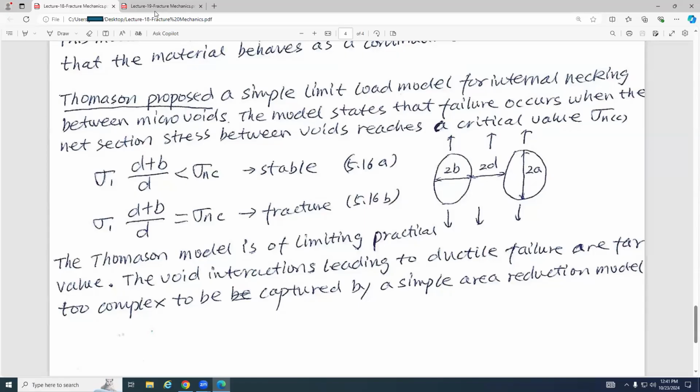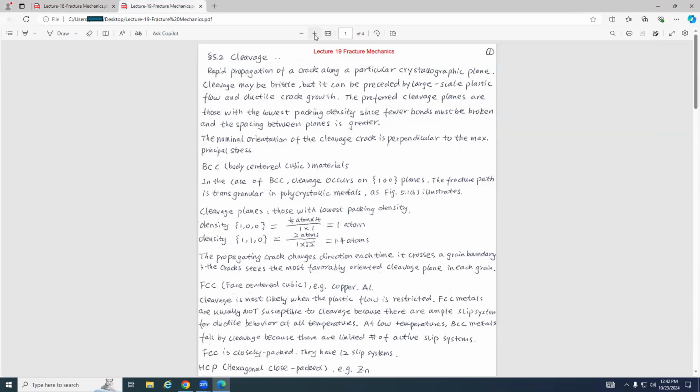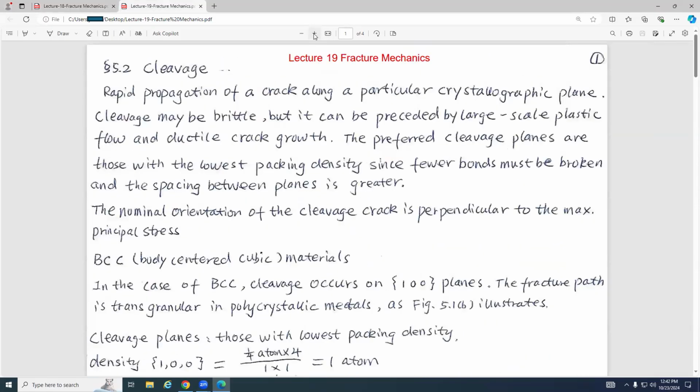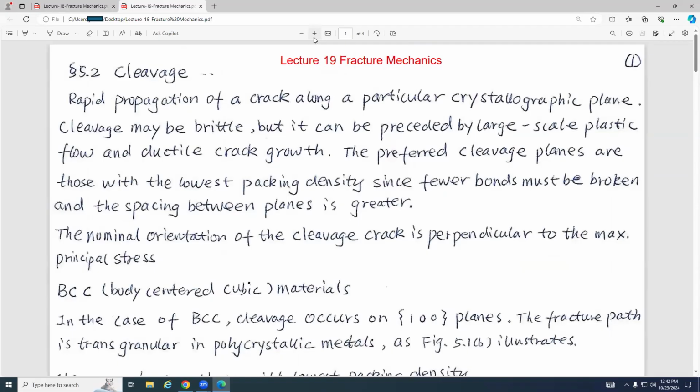And then we talk about cleavage. As I told you guys, cleavage is a very, very special one. Cleavage is mainly for brittle material. As the name suggests, if there's a crack, the crack will propagate through the thickness section of this cracked body, and then it can totally fail. So this cleavage should be prevented by all means. It is the rapid propagation of a crack along a particular crystallographic plane.